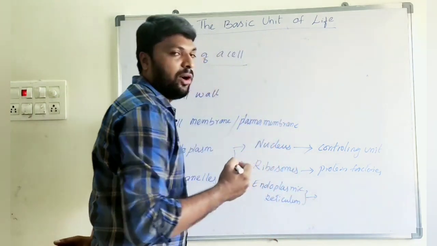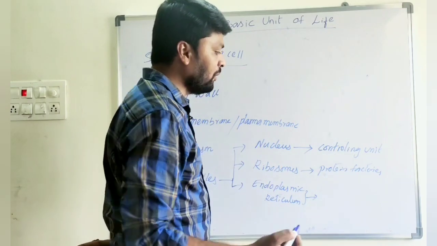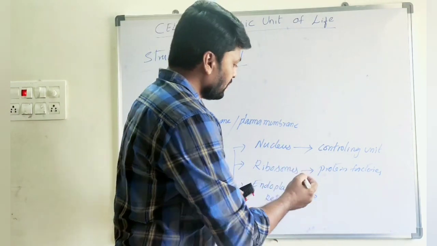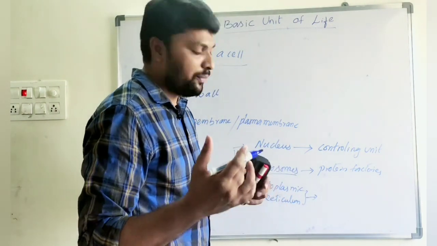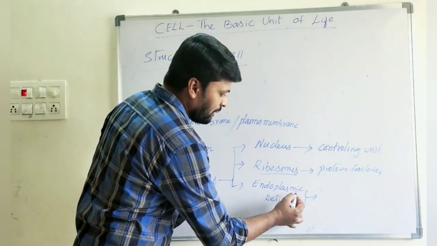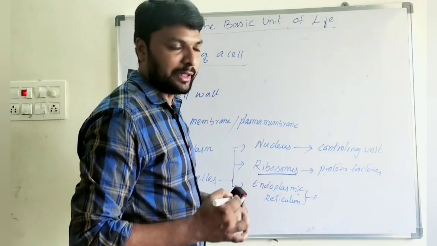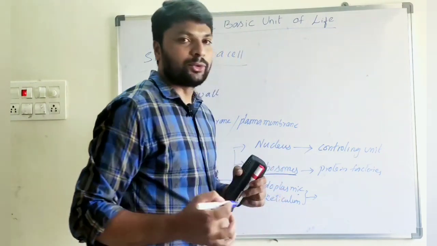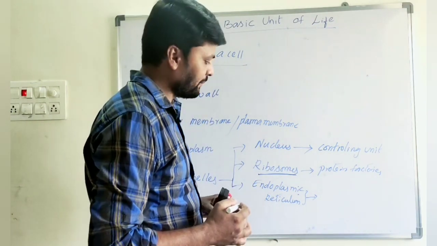It is a membranous organelle which shares some part of its membrane with the nucleus and contains ribosomes. So they are called rough endoplasmic reticulum. Endoplasmic reticulum which is studded with ribosomes is called rough endoplasmic reticulum. Without ribosomes, it is called soft or smooth endoplasmic reticulum.